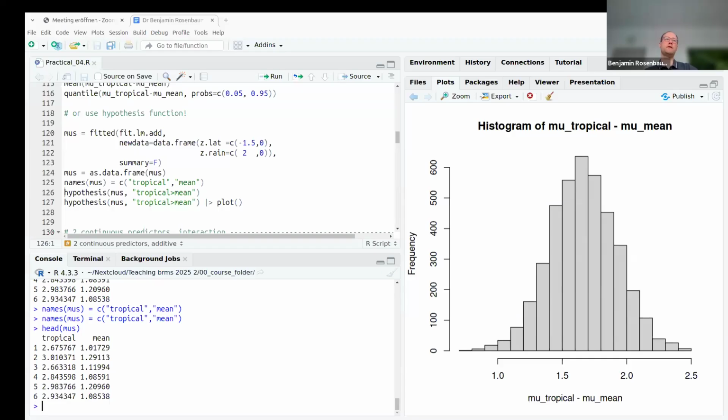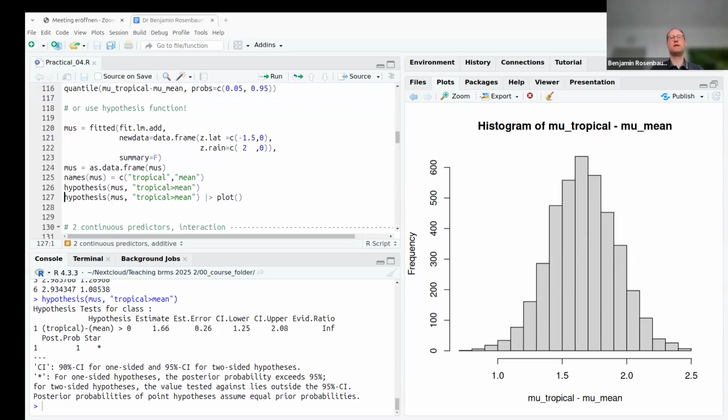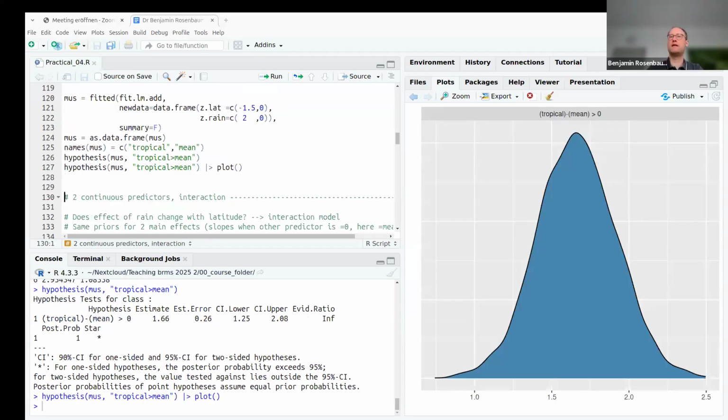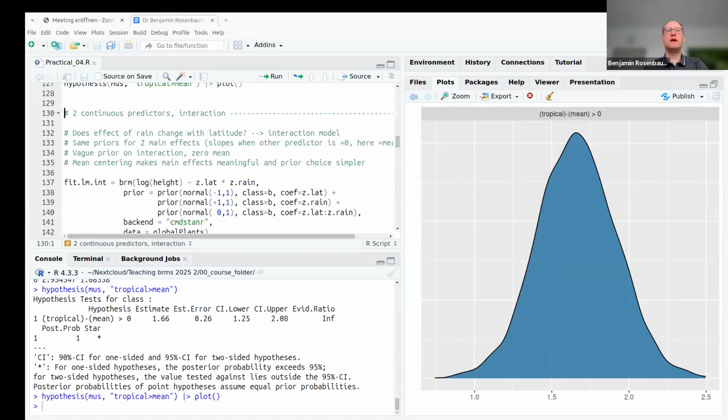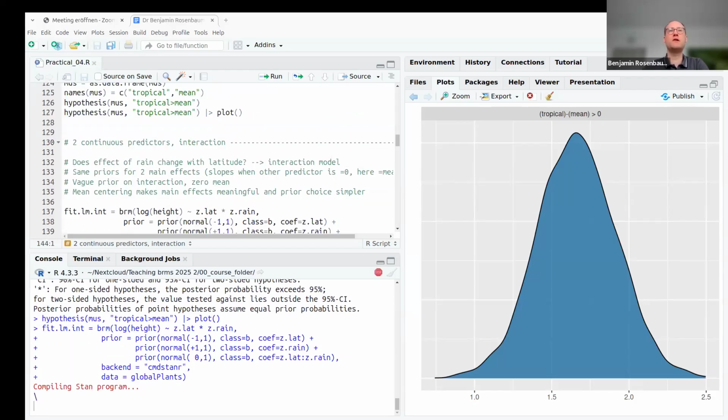So you have a matrix or data frame where here you have the predictions for tropical, here you have the predictions for the mean, and here are all the predictions for all of the different samples. And then you can put this in the hypothesis function to calculate the probability and quantiles and so on for this. And the plot again gives the same output here. Okay, very briefly, I just want to show you how I did it with the interaction model.